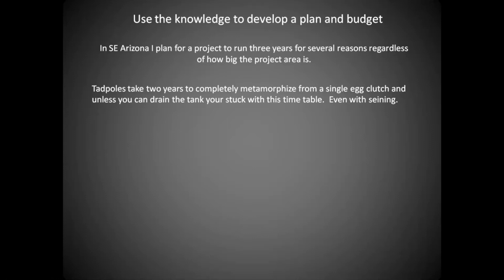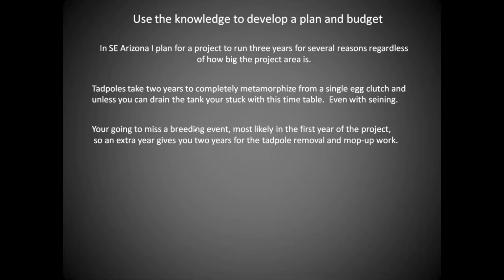So you're stuck with this tank producing bullfrogs for the next 2 years. Even though you've removed all the adults, you're stuck with those tadpoles. Even if you strain the entire tank over and over and over, you're not gonna get all the tadpoles. So you're just stuck with that 2 year timetable. And most likely during a frog shed wide project, you're gonna miss a breeding event. You have limited resources, and these bullfrogs just will reproduce. I mean, that's why they're so invasive, in my opinion. In Arizona, they can reproduce continuously and massively.